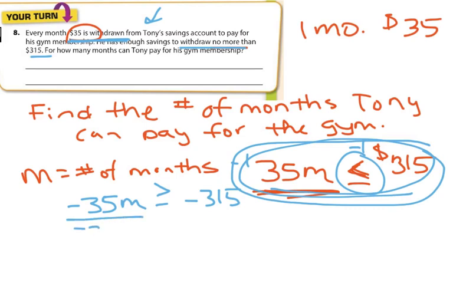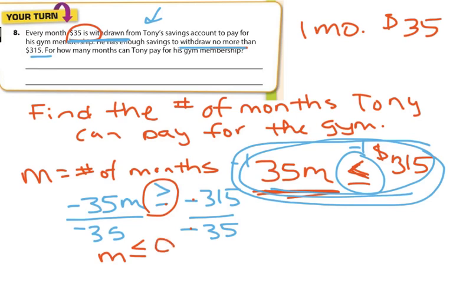Then I can divide both sides by negative 35. But as soon as we do that, this gets tricky. Because we did a division by a negative, we have to flip it again. So it looks like this again, kind of, sort of, right? So M, flip it because I'm dividing by a negative, is less than or equal to, if I do this division, negative divided by negative is a positive, 9. So he can pay for no more than 9 months of his gym membership. So maximum, the months has to be less than or equal to 9 months. He can work it out.